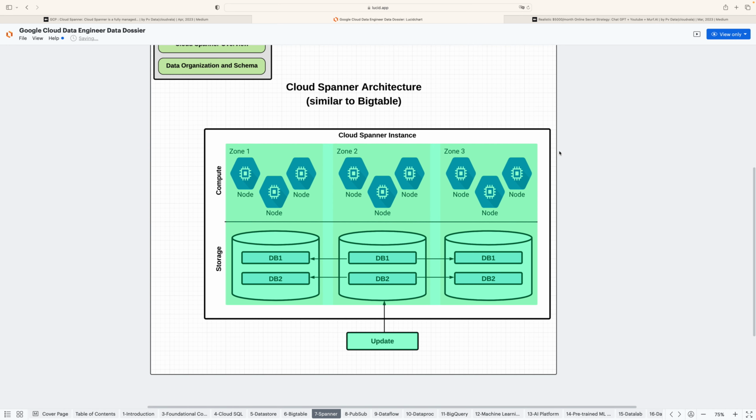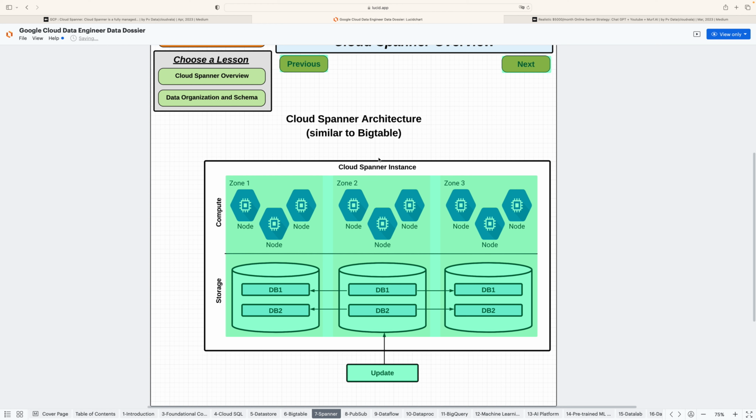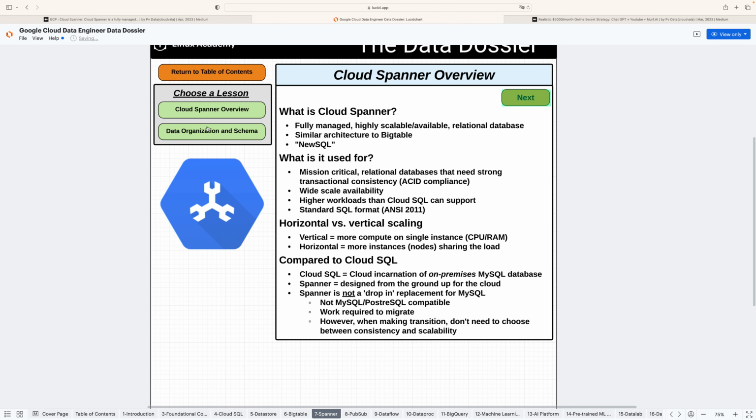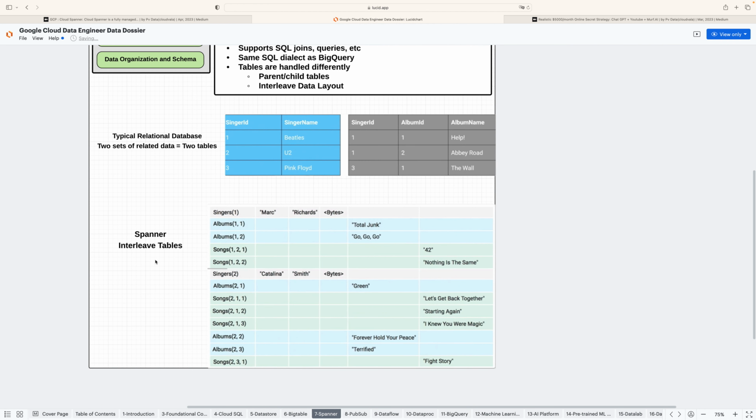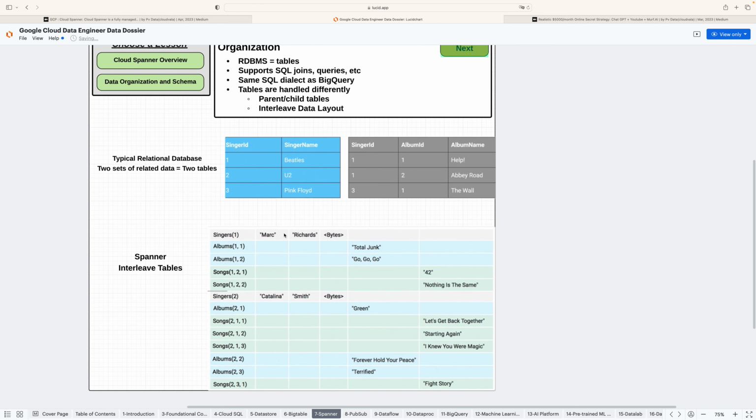This is a diagram for Cloud Spanner, similar to Bigtable. And here is an example of Cloud Spanner tables and how the data will be stored. It's similar to an RDBMS.